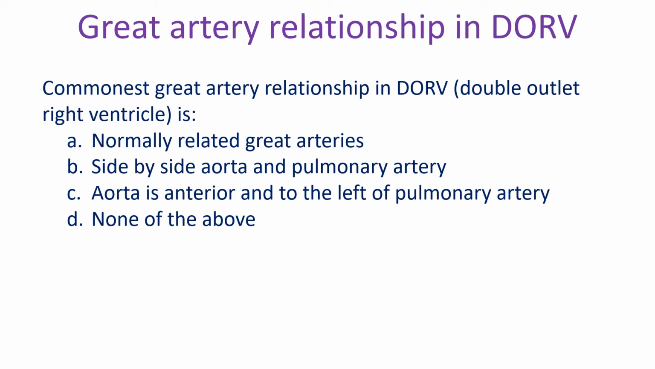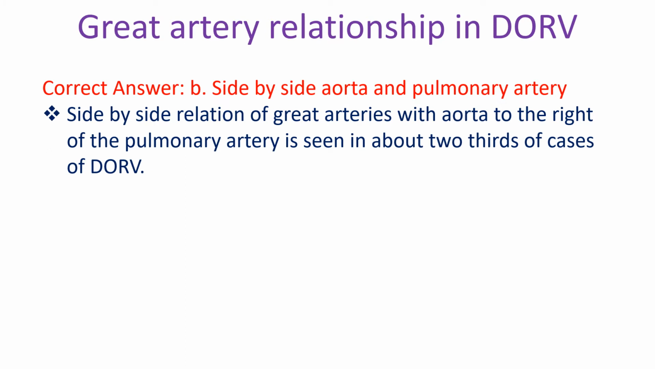Commonest great artery relationship in double outlet right ventricle is A. Normally related great arteries, B. Side by side aorta and pulmonary artery, C. Aorta is anterior and to the left of pulmonary artery, D. None of the above. Correct answer B.